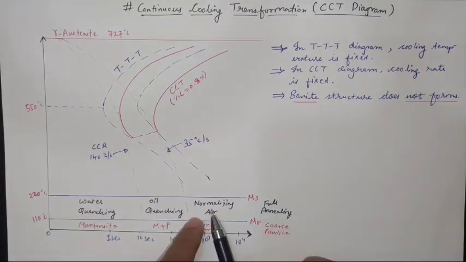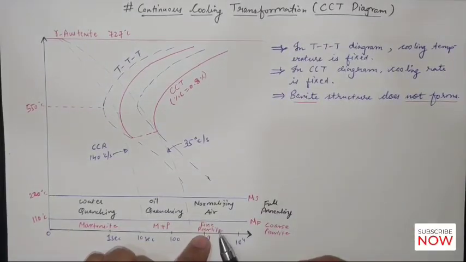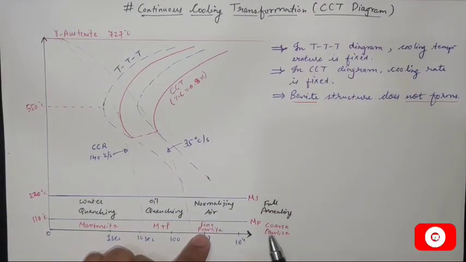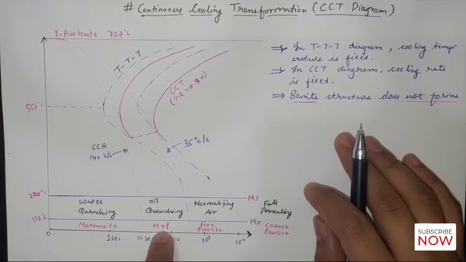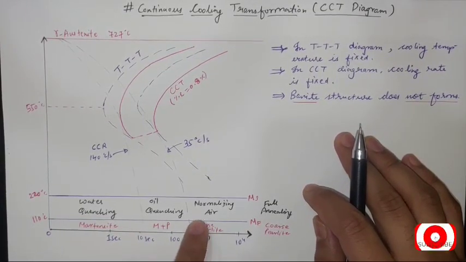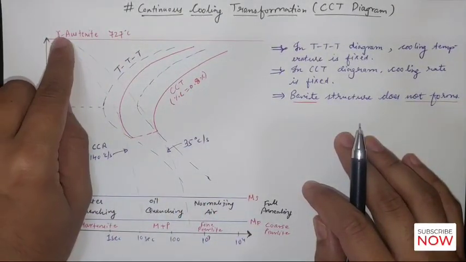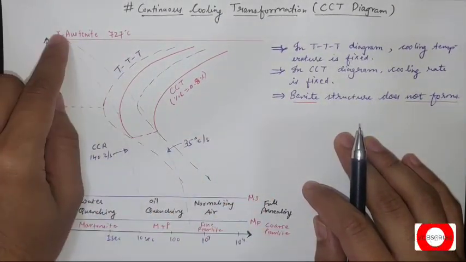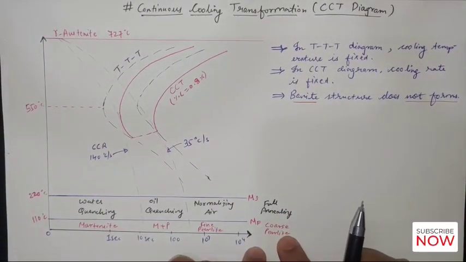By normalizing or air cooling, we get fine pearlite. Fine pearlite is a little more brittle than coarse pearlite, but it is more ductile than martensite and martensite plus pearlite. So this will be more ductile and tough. After that, if we cool very slowly, meaning a very slow cooling rate, then we get full annealing and a coarse pearlite structure.